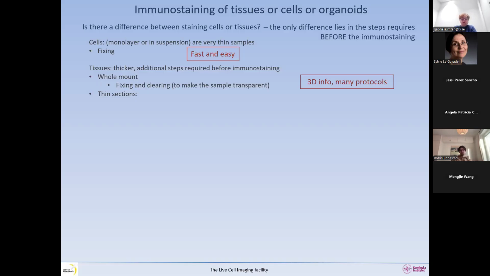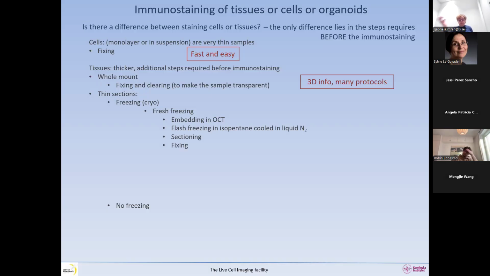We get a very good 3D info of our sample. But then it comes to thin sections. Well, we can treat them in different ways. Either we can freeze them, the so-called cryosections, or without freezing them. If we are freezing, either we perform fresh freezing, and in that case, first we embed them in OCT, and then we flash freeze them in isopentane, which is cooled in liquid nitrogen, after which we section, and we fix them. It's a very fast method, but it can give rise to some tissue damage.